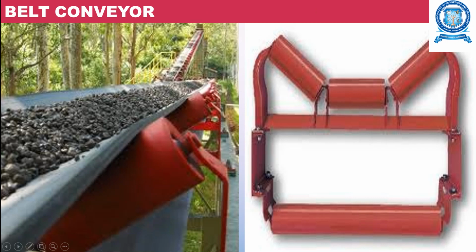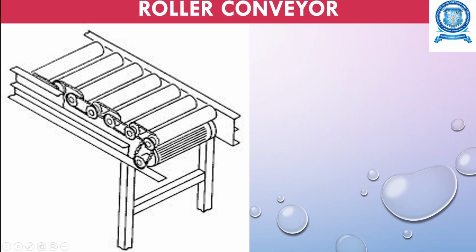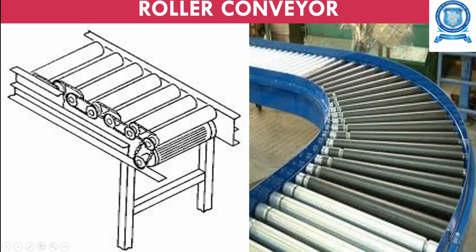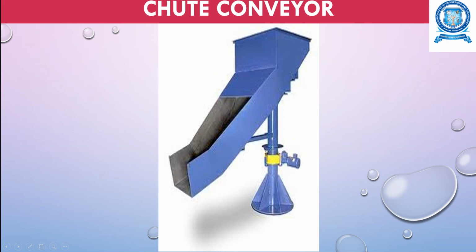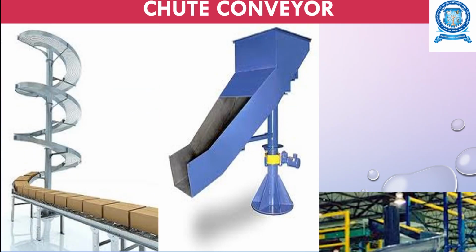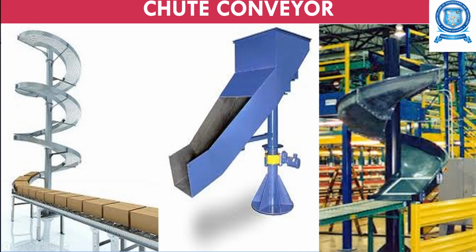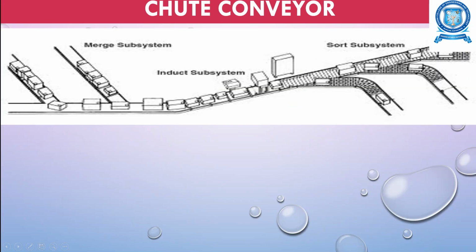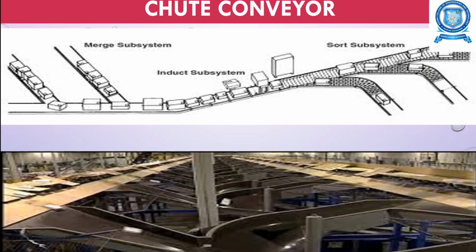And this is the belt conveyor. And next is the roller conveyor. And here you can see the rollers which convey the materials. And this is the chute conveyor. You can see how this material is being moved.